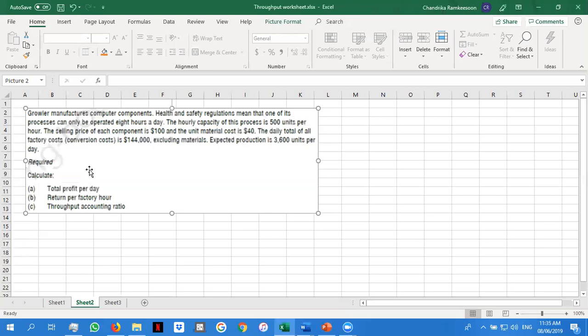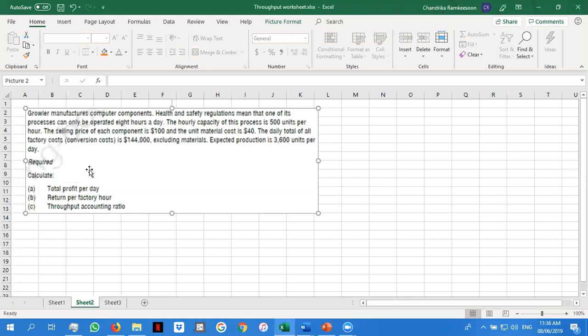Now, a question didn't have to tell you that, meaning excluding materials. If this question had simply said the daily total of all factory costs, conversion costs, is 144, based on what we've been reading in the handouts about the conversion costs or the operating expenses, costs incurred to convert the raw materials into the final product, it has to be excluding the materials. Expected production is 3,600 units per day. Required, calculate total profit per day, return per factory hour, throughput accounting ratio.